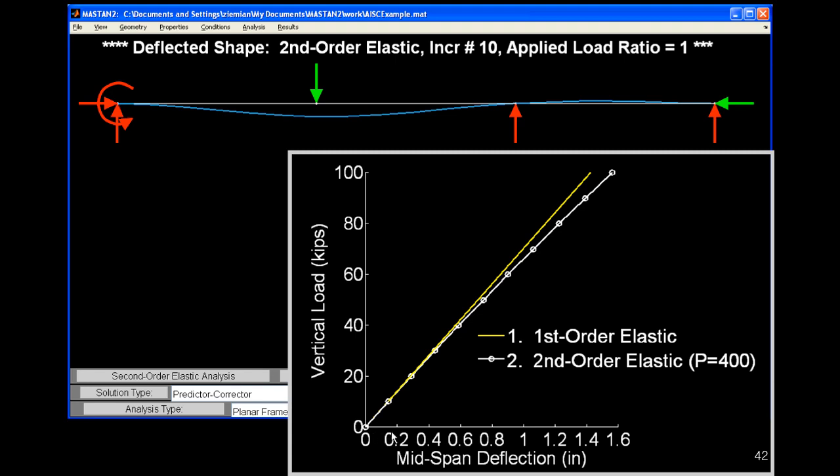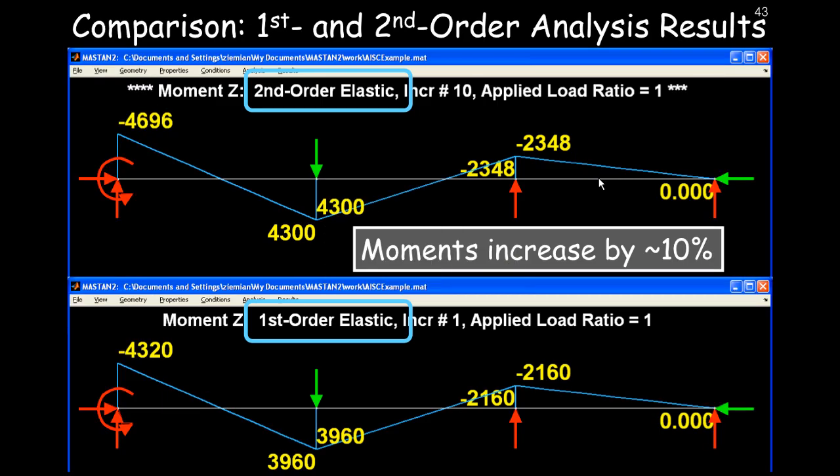On the horizontal axis is the mid-span deflection at the applied load. The vertical axis is the applied vertical load. For a first-order elastic analysis, everything is linear as we'd expect. For this example, I've put the loads on in 10% increments, and I've monitored the displacement at each one of the increments. And you can see by the time I get all the load on there, not a big difference between the first-order results and second-order results. But even though the response curves look pretty similar, it is more interesting when you actually plot the moments out.